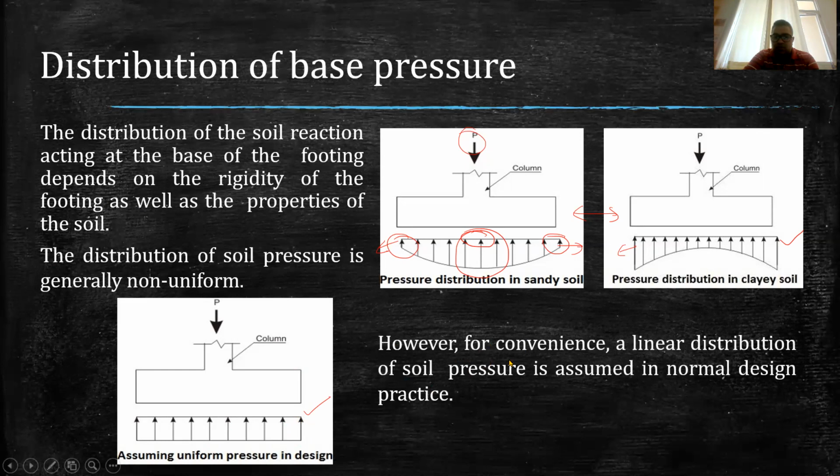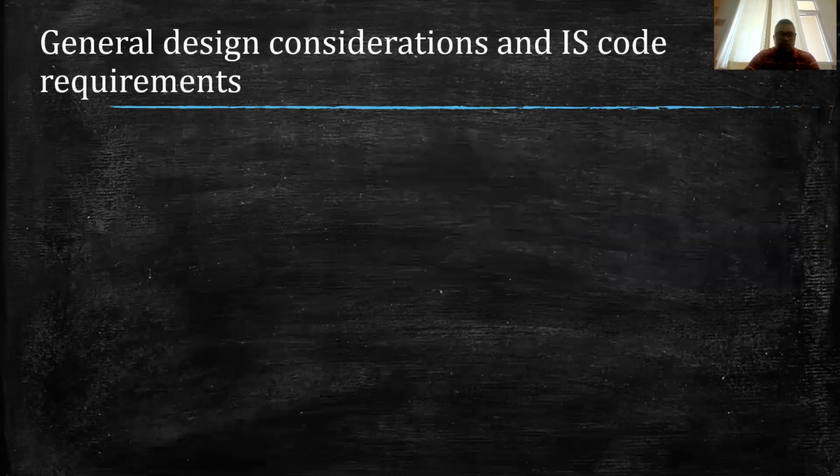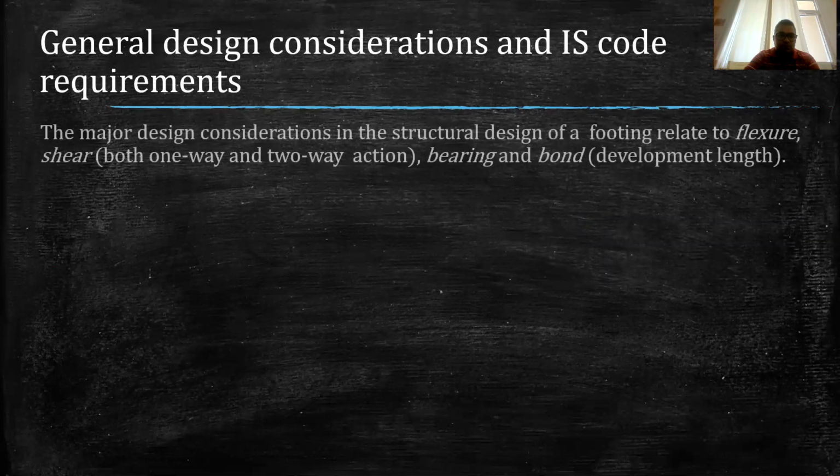So as I said, for convenience, a linear distribution of soil pressure is assumed in normal design practice. Now we will see what the various design considerations and IS code requirements for the foundation design are. Basically, for the foundation we generally consider two major considerations. One is flexure. Flexure is basically the bending moment consideration.